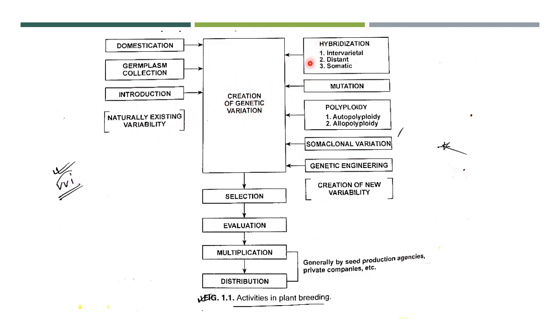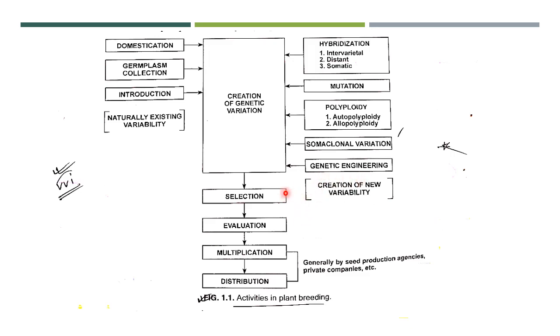Otherwise, we can use the hybridization process, including intervarietal, distant, somatic, etc. Then we go for mutation breeding, where we treat our plants with X-ray, gamma ray, UV ray, etc. Then we go for polyploidy breeding, where autopolyploidy and allopolyploidy play the most important role. Then somaclonal variation, and the last one is genetic engineering, where we include desired DNA from an unrelated organism into our desired crop plants.